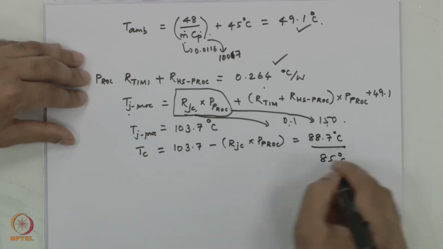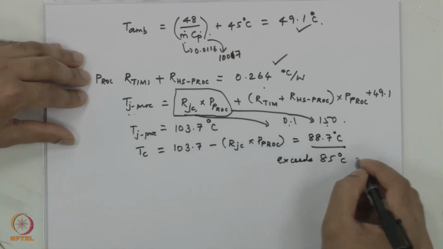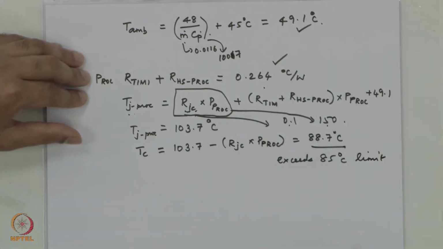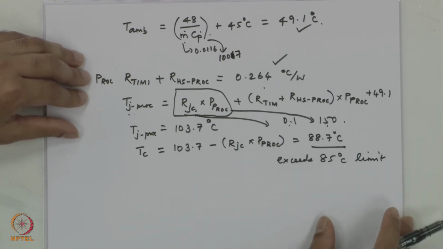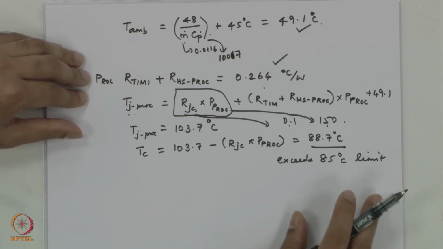So, this exceeds the 85 degree limit. That means placing the heat sink or the low power device upstream of the processor is actually going to make the processor hotter. So, it will indeed reduce the reliability of the processor. So, we cannot place the low power device before the processor.